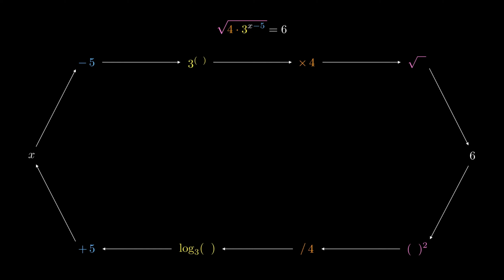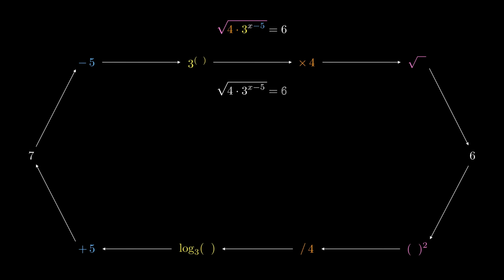So let's solve it. Starting with 6 squared. That is 6 times 6, which is 36. Divide that by 4, which is 9. Plug that into logarithm base 3, which is 2. And then add 5, which is 7. And that's the answer right there. Let's go to the work.